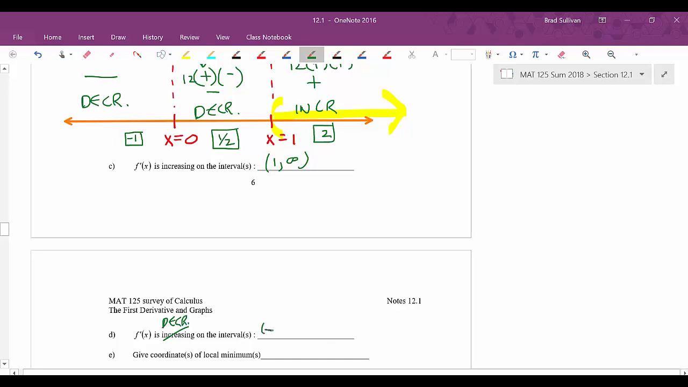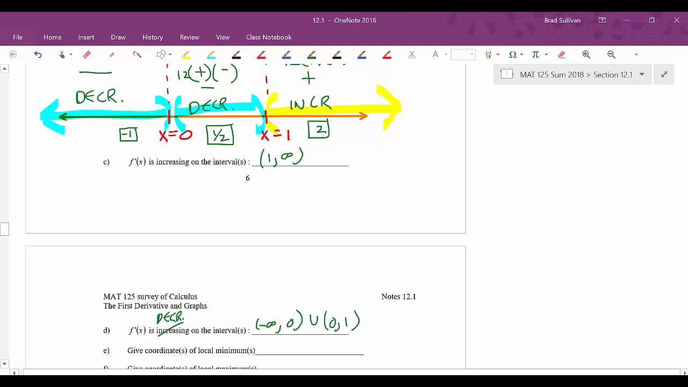You would say negative infinity until 0, so all the way out here to 0. So you would have this area there. Then you would have this area here from 0 to 1. And you have to break that up again into two intervals, so you would be decreasing from negative infinity to 0, then from 0 to 1.